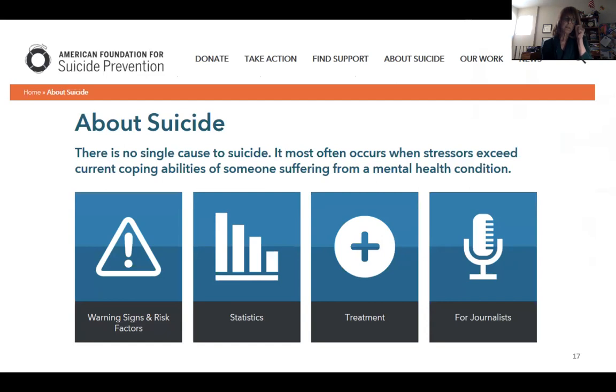And one of the things that I think we have to be aware of is the fact that with the potential for suicide, there's not just one stressor. It occurs among a lot of different things, where the coping abilities of the individual who is suffering from a mental condition can no longer hold that amount of stress that's coming at them.